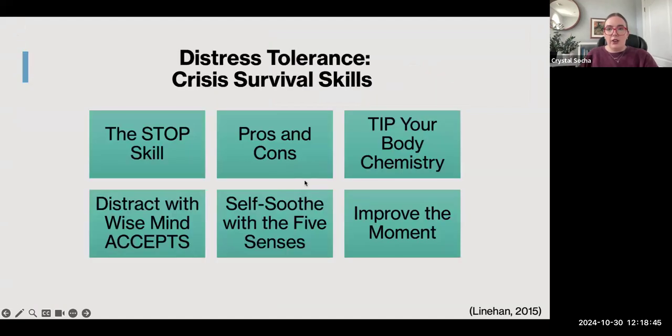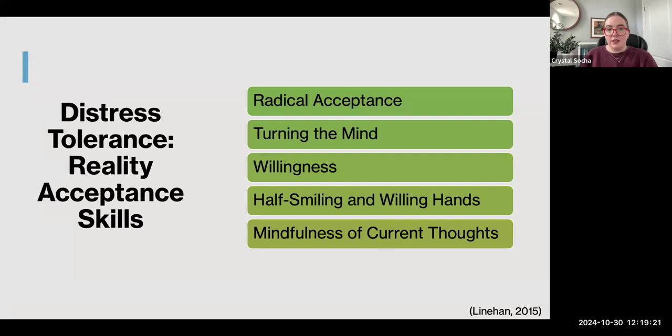So some of the skills we talked about, again, if you weren't here, we talked about some of these here. Some might sound familiar. We talked about self-soothe, so using those five senses, tipping your body chemistry, which is really using cold temperature to change how your body feels when we're in a crisis. Body almost feels hot. People describe feeling red, excuse me, but really using this skill to help cool down the body. So again, I encourage you to check out our previous presentations as it relates to these. We also talked about reality acceptance skills. So radical acceptance was a big one we talked about, as well as mindfulness of those current thoughts.